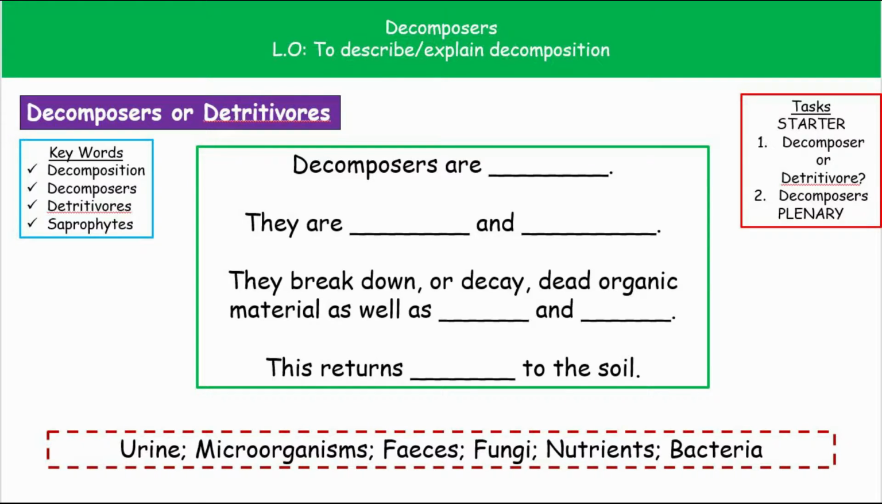Now what we've got on the screen here are 4 sentences that are only part finished. All the words you need to finish them off are in the red box at the bottom. So what I'd like you to do is write those sentences in your books and have a go at finishing it off with the words in the word box at the bottom. So I'm going to give you about 4 minutes to have a go at that.